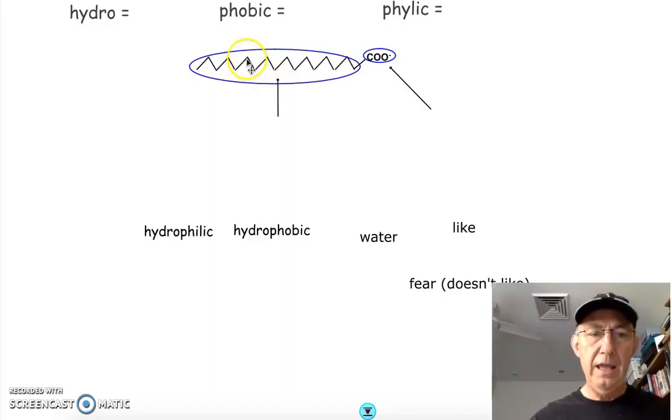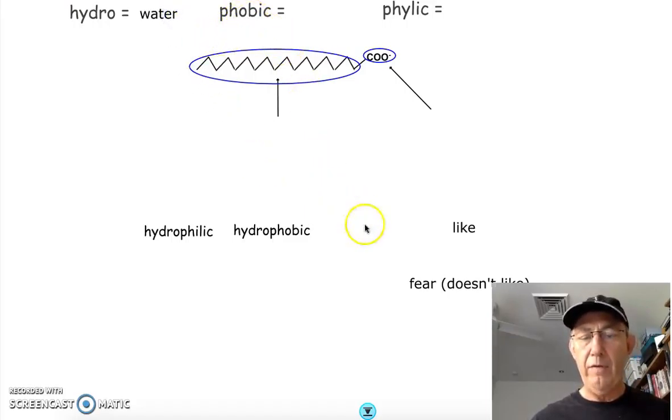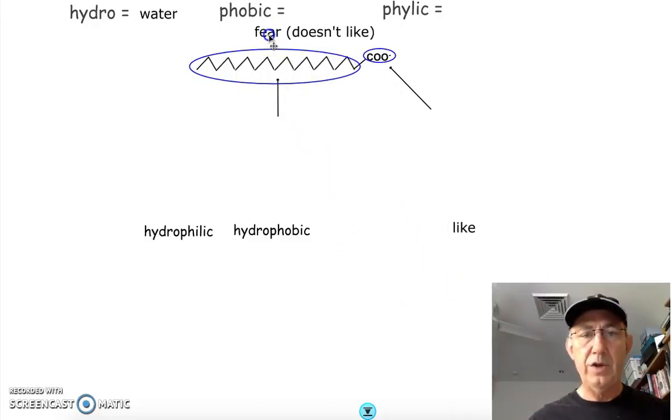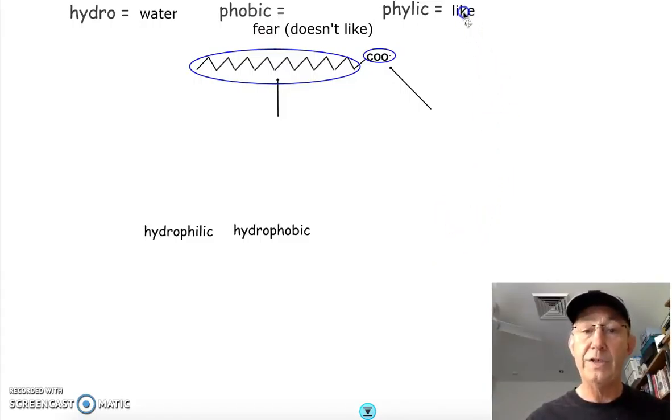Okay, so here is now the general structure for our soap. Long carbon chain with a charged end. Okay, 3 important words, or prefixes, you need to understand. Hydro means water. Phobic, if you have a phobia, you have a fear, you don't like something. So if you are phobic, you don't like something, you have a fear. And the opposite of that prefix is philic, or suffix, sorry, it'd be used as a suffix. The opposite of that suffix would be philic, which means to like.